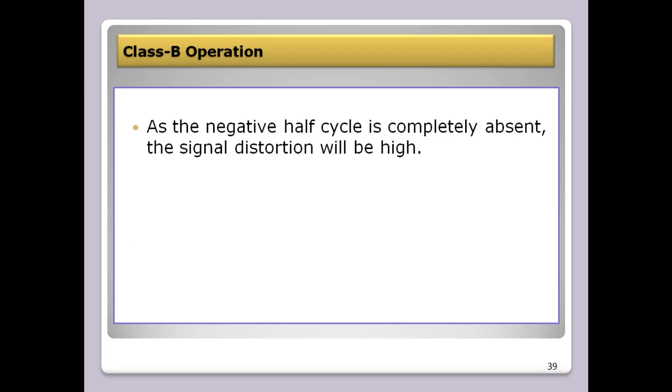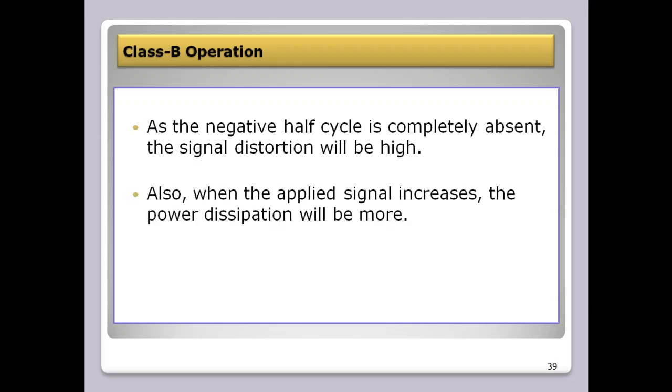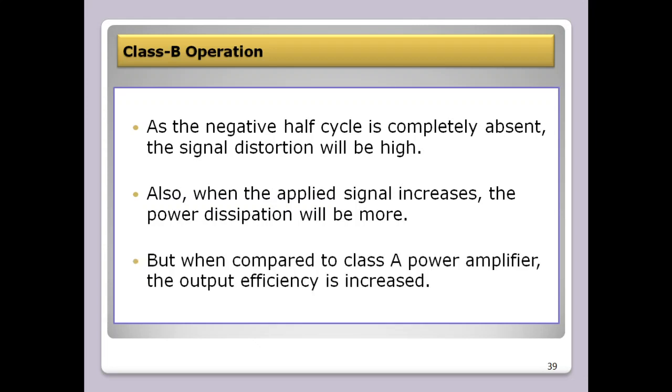As the negative half cycle is completely absent, the signal distortion will be high, because only the positive half cycle is amplified. And what about the negative half cycle? It also contains information. So here, when the applied signal increases, the power dissipation will be more in the class B operation. When compared to class A power amplifier, the output efficiency is increased. Class A is able to give only 25% with resistive load and 50% with transformer load, but here the class B efficiency is increased. The power loss is also more here, and the negative half cycle is absent.